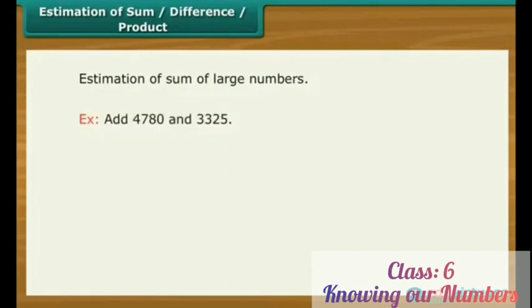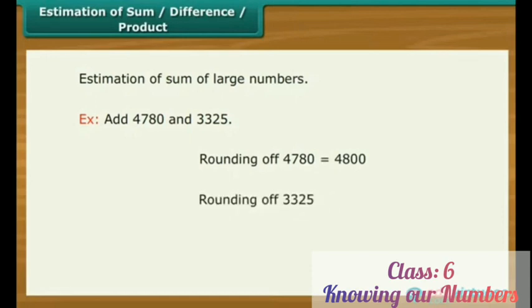The estimation of sum, difference, and product. Estimation to the nearest number can help in the estimation of the sum of two large numbers. For example, add 4,780 and 3,325. Rounding 4,780 would make 4,800. Rounding 3,325 would make 3,000. The sum of the two is 7,800.